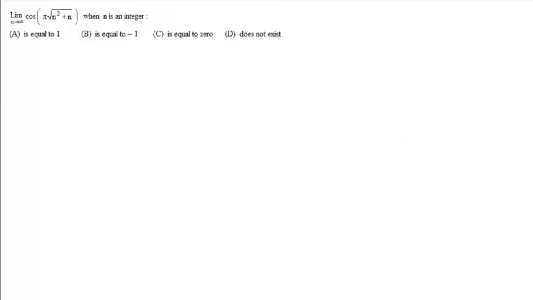Now here the question is, we need to find this limit L, which is limit n tends to infinity of cos pi into under root of n square plus n.